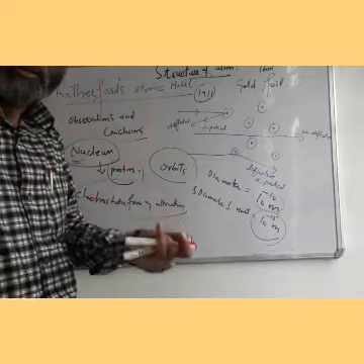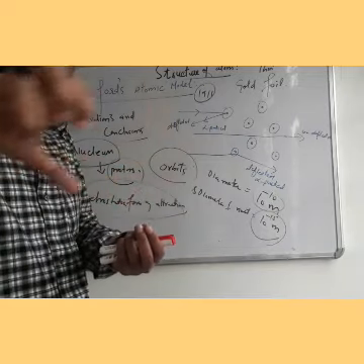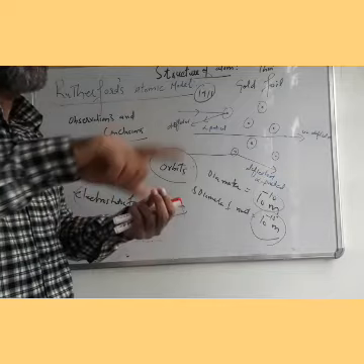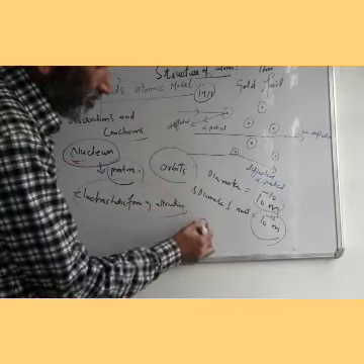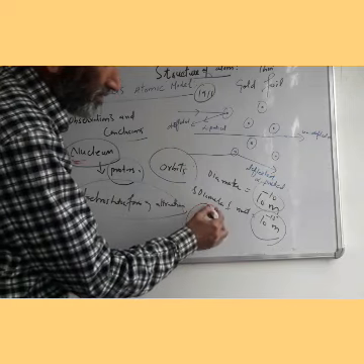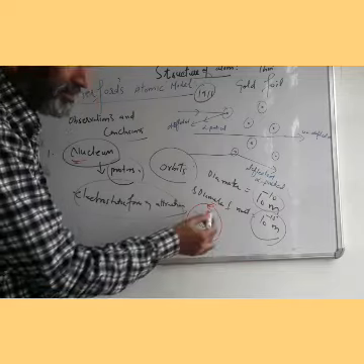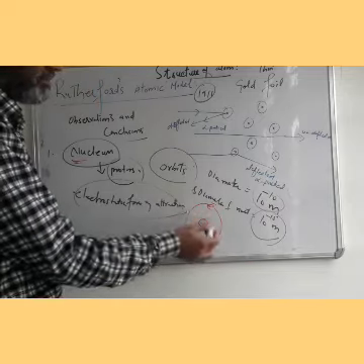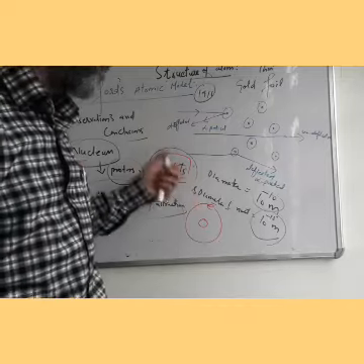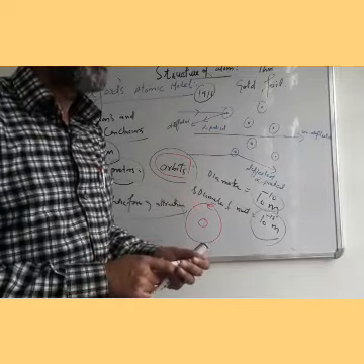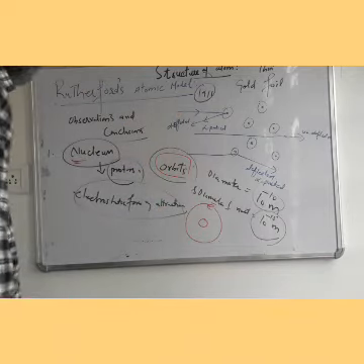Electrons are surrounding this nucleus. That means they are revolving around the nucleus in circular paths. These circular paths were called orbits. That means electrons are revolving around the nucleus in circular paths called orbits.